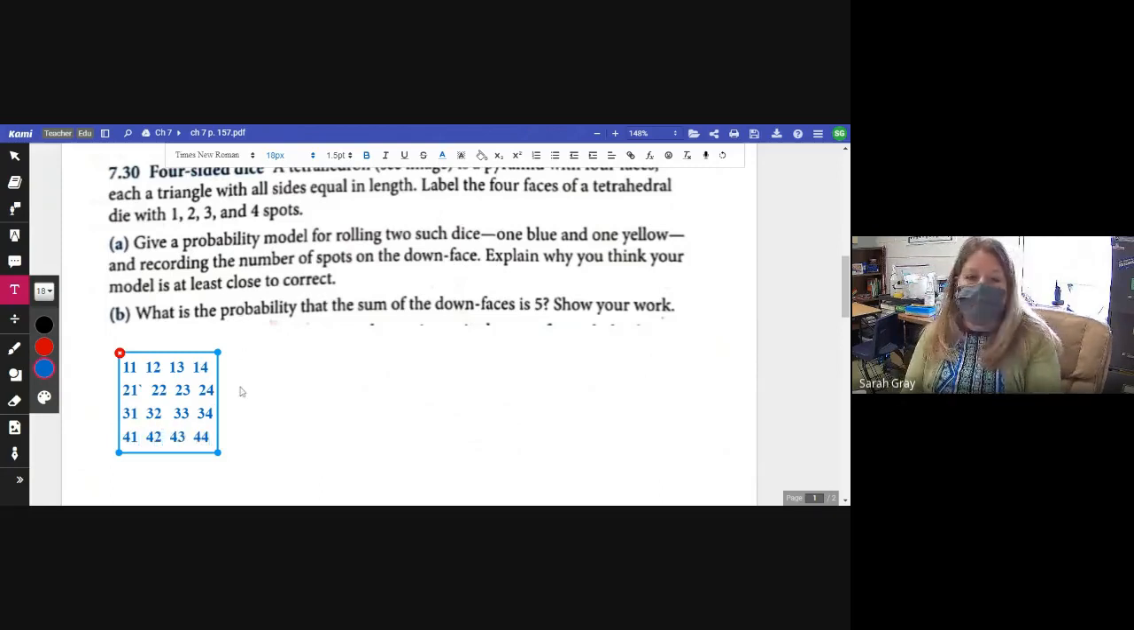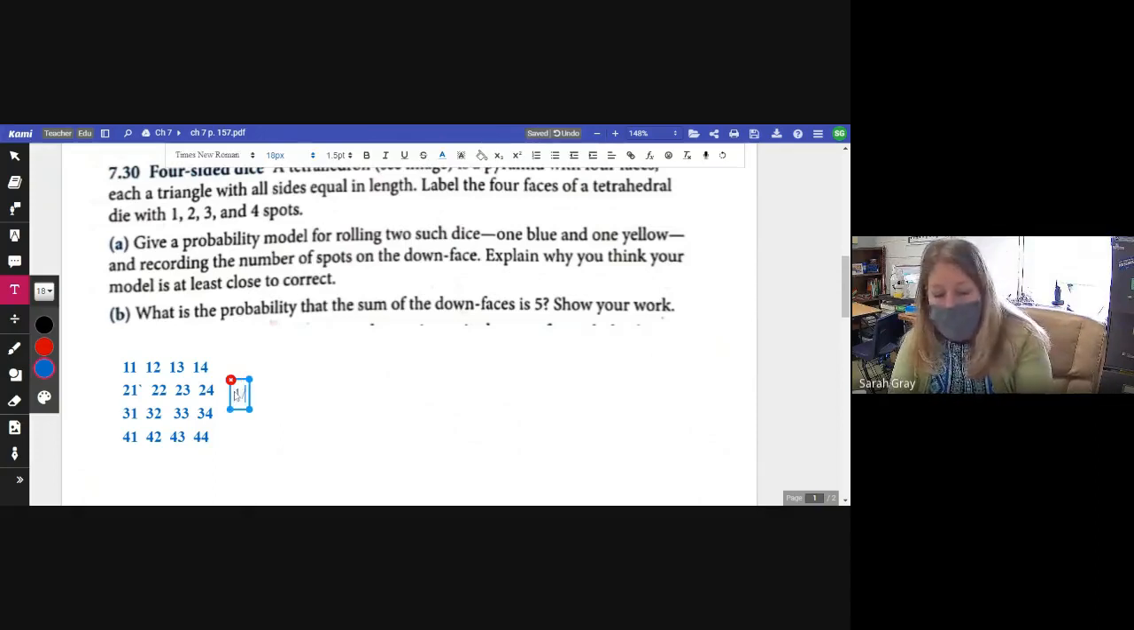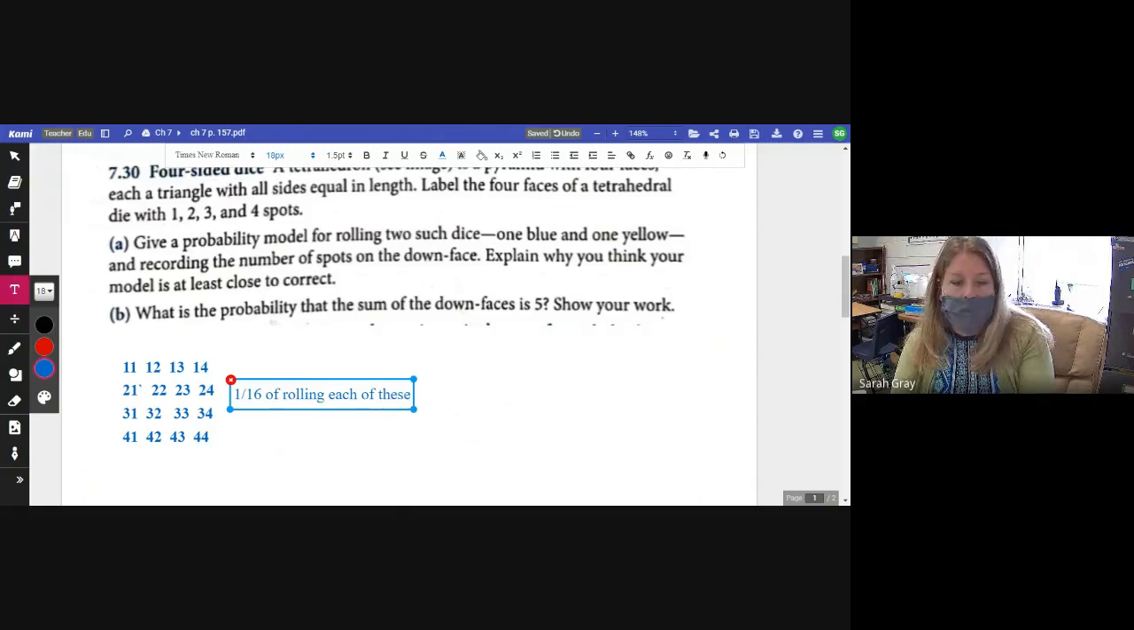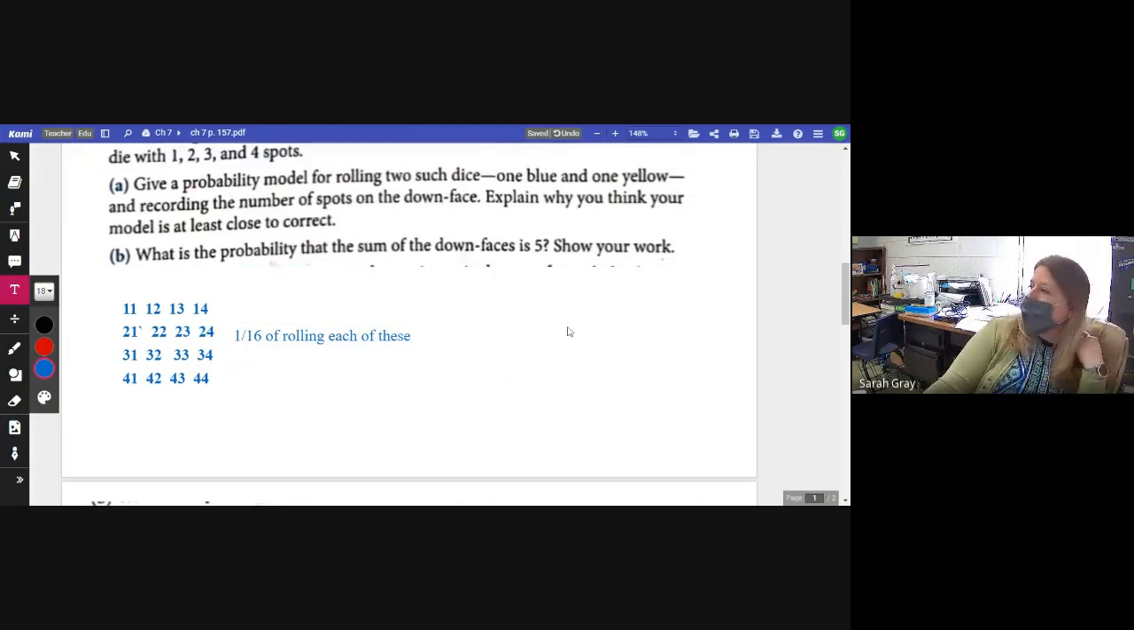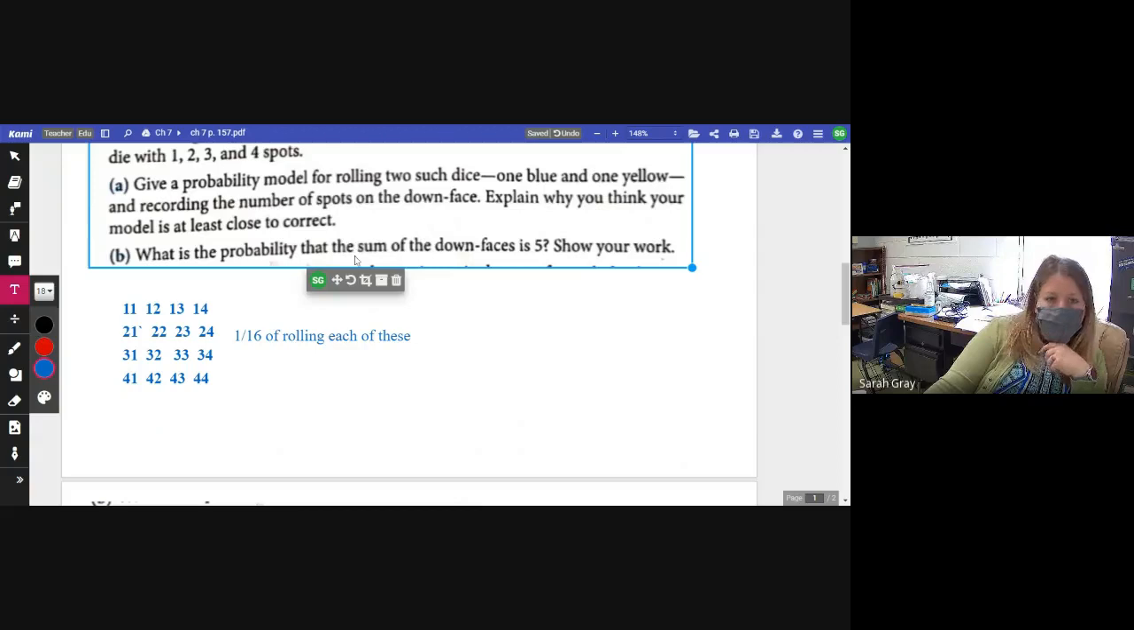So there are 16 possible combinations. So you have a 1 in 16 chance of rolling each of these. We think this is at least close to correct because we're assuming that each of the sides comes up equally, and we've made the sample space, and each outcome is equally likely.